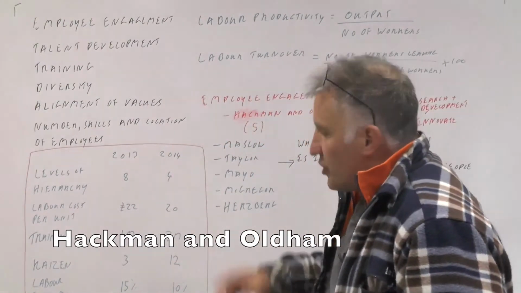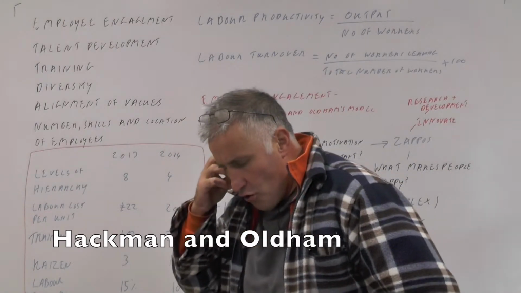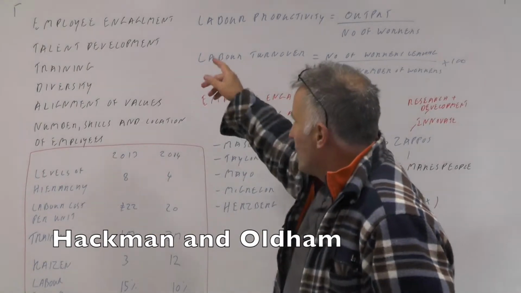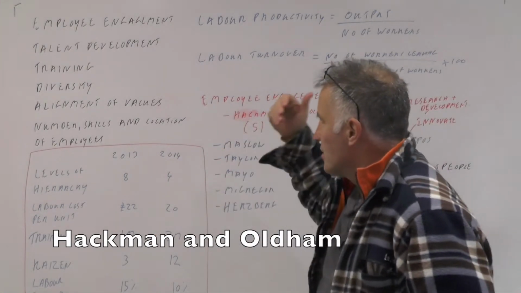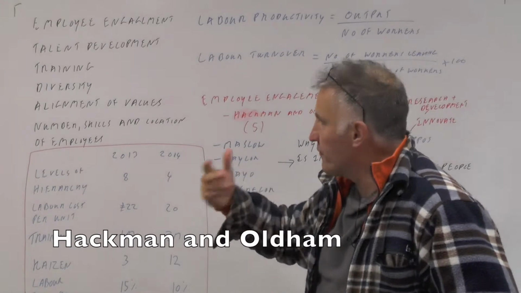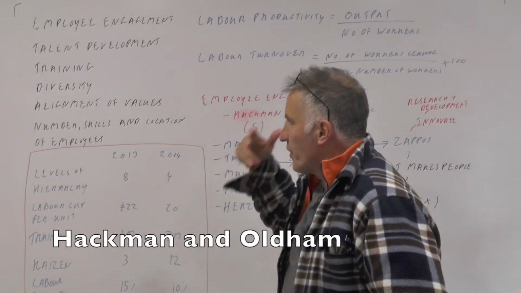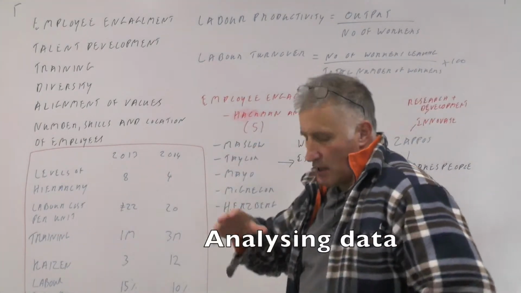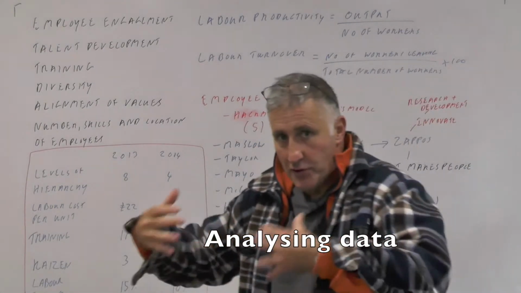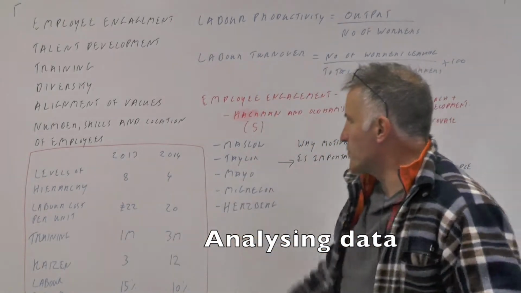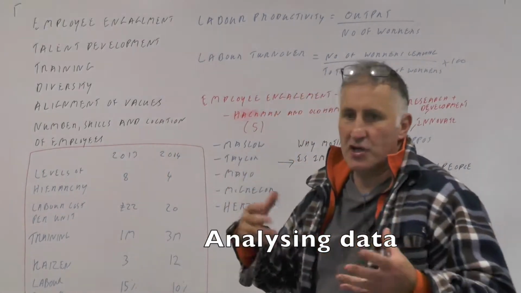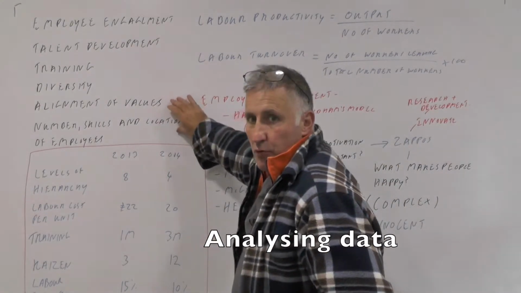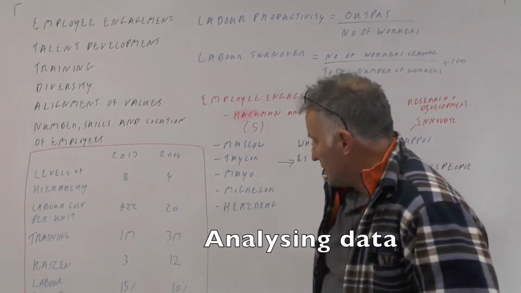Okay, so the objectives of the HRM syllabus were employee engagement. How do you engage employees, and how do you get talent and develop talent? You've got to train people up, and diversity within organisations. You don't want everyone being exactly the same. That your values align with the values of the firm, that's going to produce a worker that's more motivated. Number, skills and location of all the different employees. So this is what you try and create within a department.